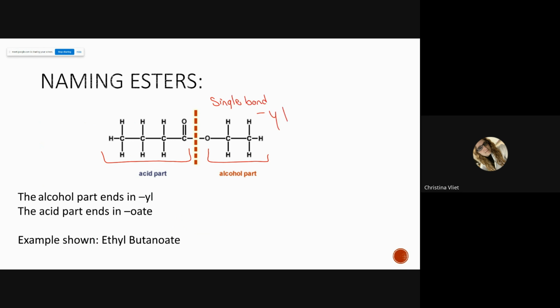The side that has the single bond oxygen, we call that the yl side. So you count the carbons. This is 2 carbons, so this would be ethyl. So it gets 2 names. The side with the double bond carbon gets the ending of the name, oate. So how many carbons in a row on the left side? 4, right? So this would be butane. Oh, no, wait.